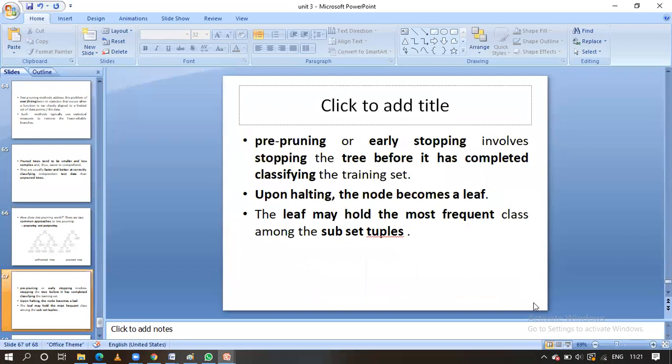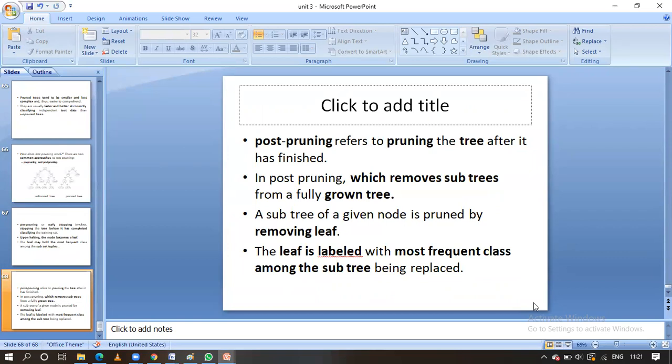Pre-pruning and post-pruning. Pre-pruning means that while constructing the decision tree, we prune it, removing the erroneous and noisy data. Post-pruning means that after the construction of the decision tree, we prune it. We identify the subtrees that are unnecessary or erroneous and remove them after the construction of the decision tree. Clear?